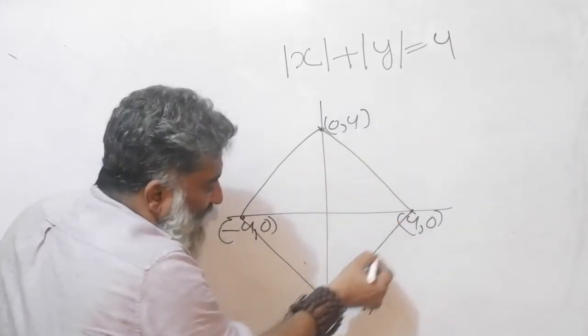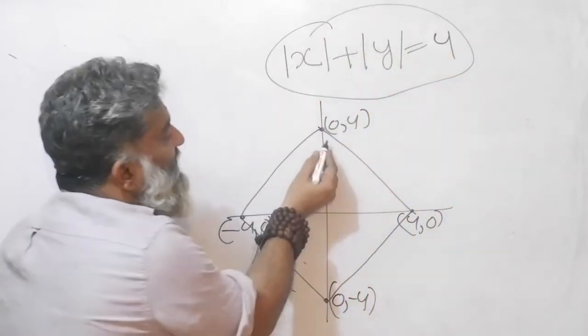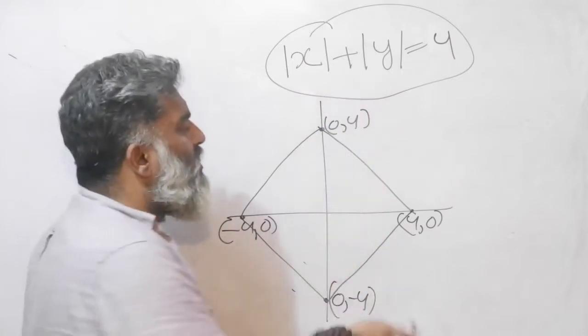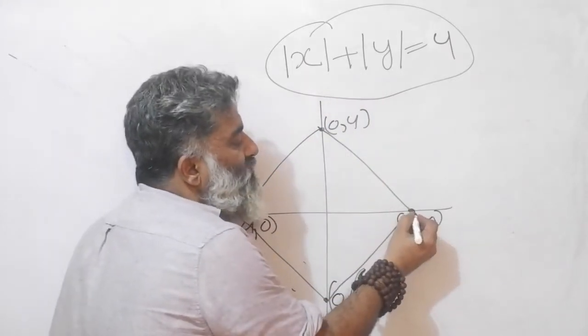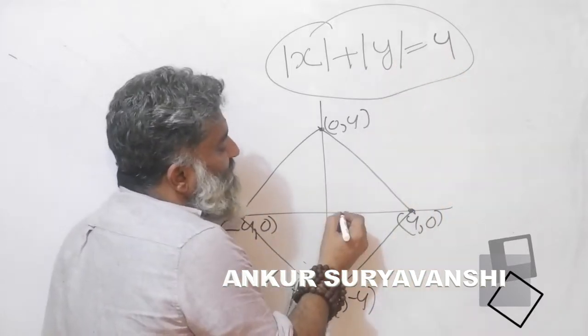This line that I have drawn, doesn't it represent this equation? That means any point on this line is going to satisfy this equation. For example, this point (4, 0) will satisfy it: 4 plus 0 will give you 4.